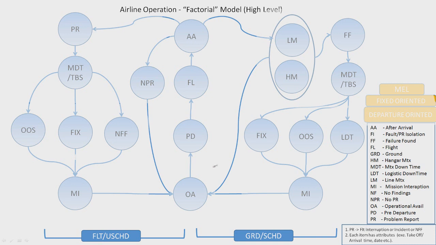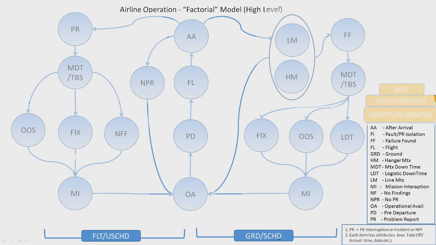Airline operation factorial model, high level. Let's start from the highest level. As we said, we actually have 2 states. That's the highest level: aircraft either flies or it's on the ground. So the left part is flight, unscheduled operations, and the right part of the model is ground, scheduled maintenance.